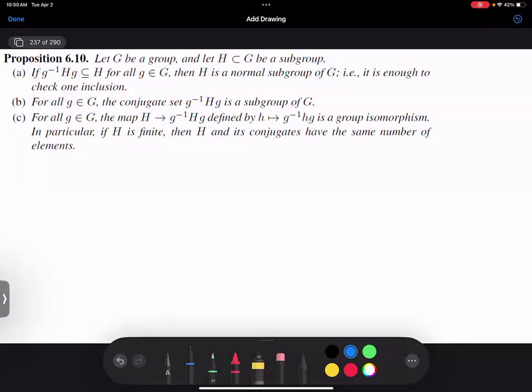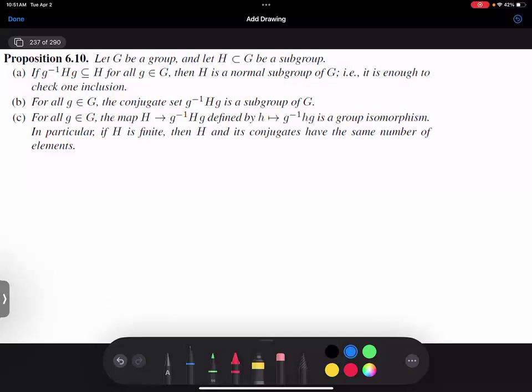So then the next one is: for all g in G, the map h goes to g inverse h g, defined by taking some element little h in big H and sending it to g inverse h g, is a group isomorphism. So if big H is finite, then all of its conjugates have the same number of elements. If you think about what's going on here, we're basically just saying that we have a homomorphism between two groups. We showed g inverse H g is a group. We're just saying that the group size doesn't collapse.